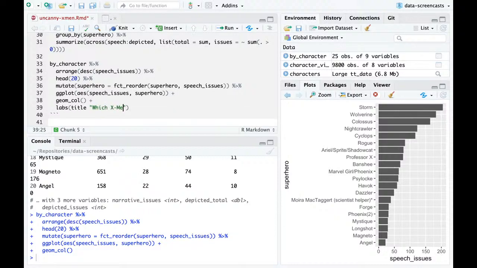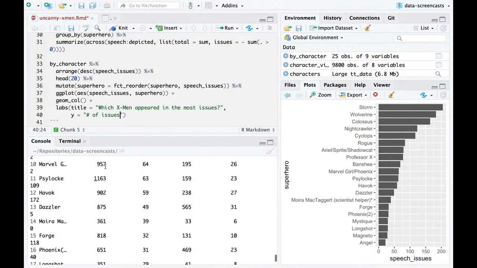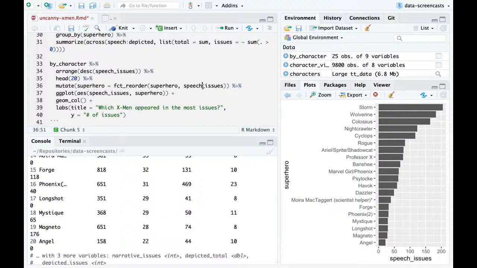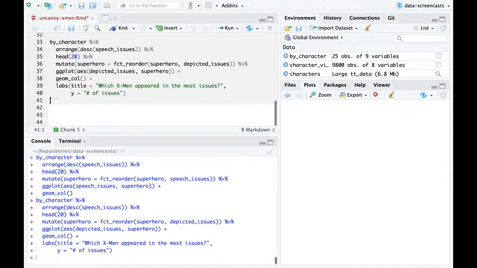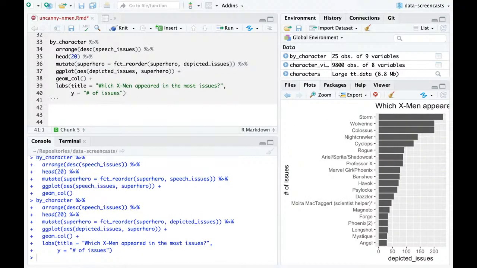Which X-Men appeared in the most issues, and that's the title, and Y is number of issues. And I actually did speech, but let's actually change it to depicted. Yeah. So here we say, okay, this is who appears in the most issues.